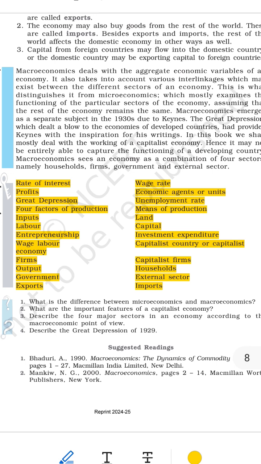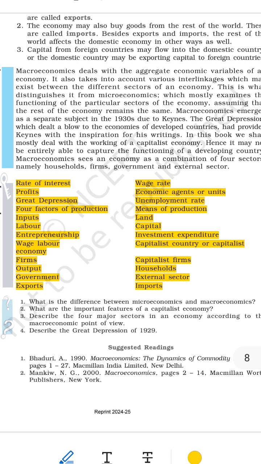The 4 factors of production are land, labour, capital, and entrepreneurship, which are used to produce goods and services. Means of production refer to the physical non-human inputs like land, factories, machines, and tools used to produce economic goods. Inputs are the resources such as land, labour, capital, and entrepreneurship used in the production process to produce outputs. Land refers to all natural resources used in the production of goods and services. Labour refers to the human effort, both physical and mental, used in the production process.